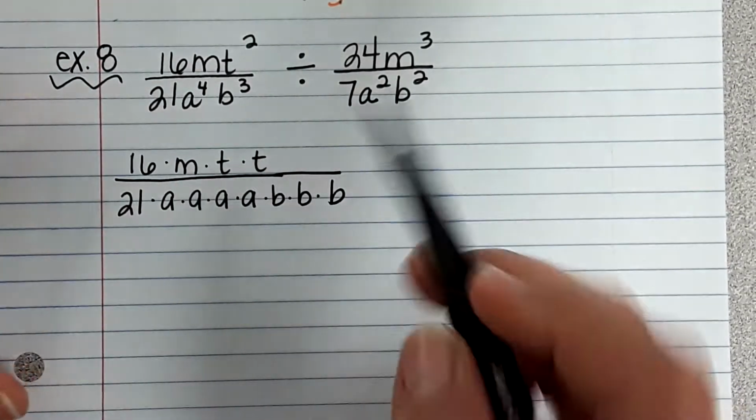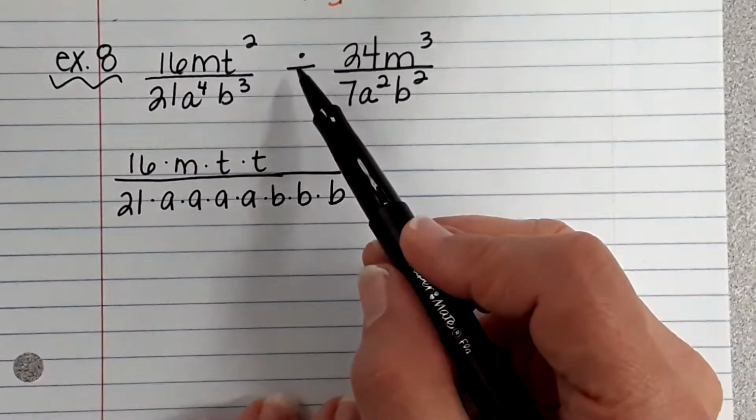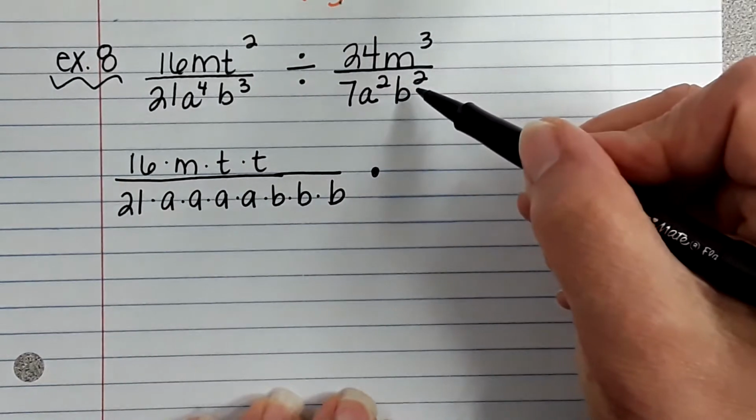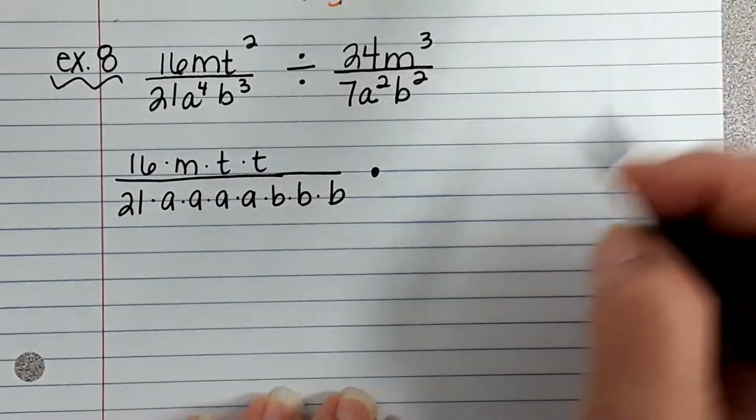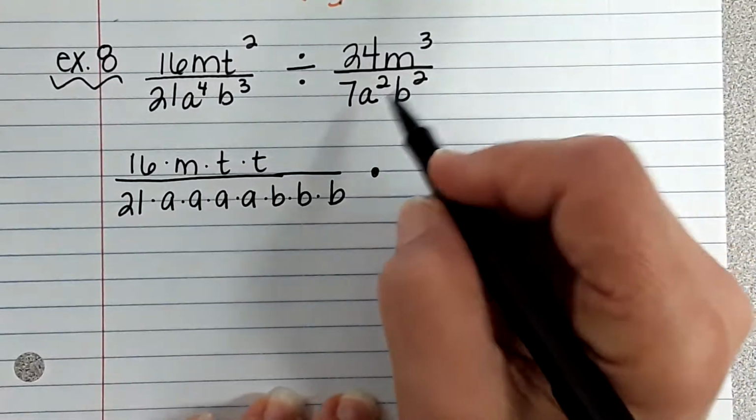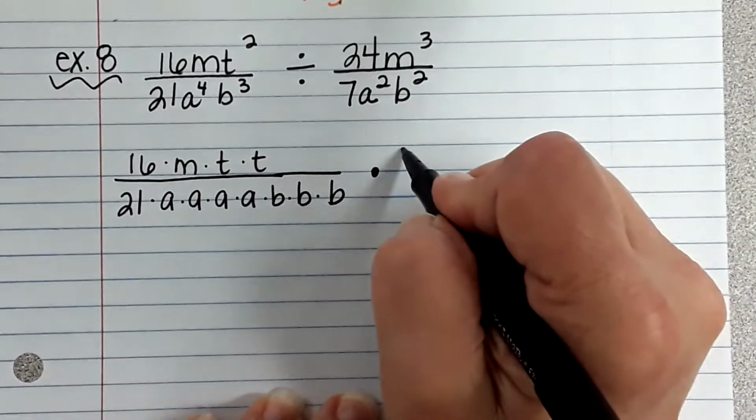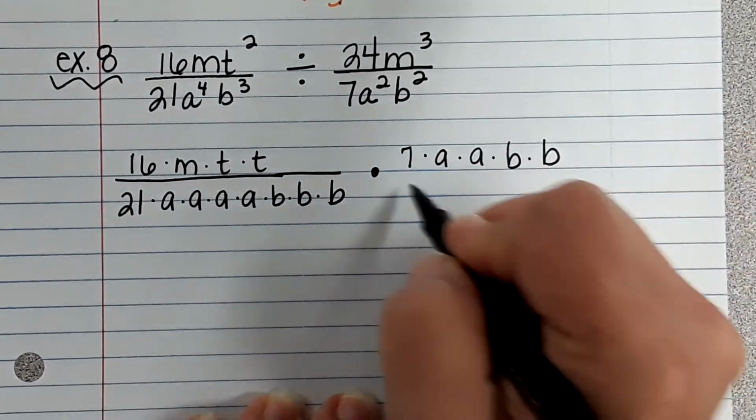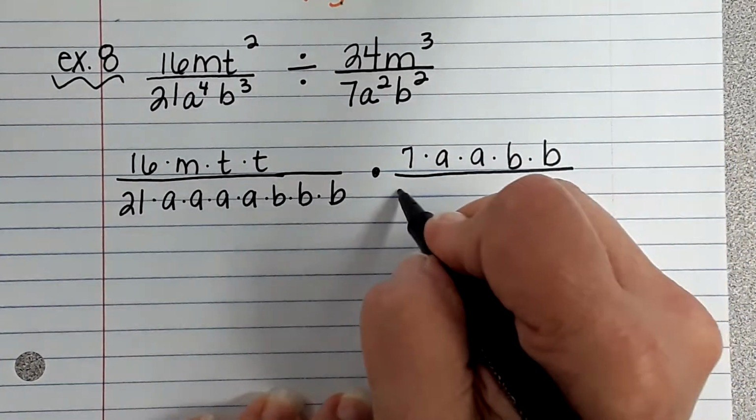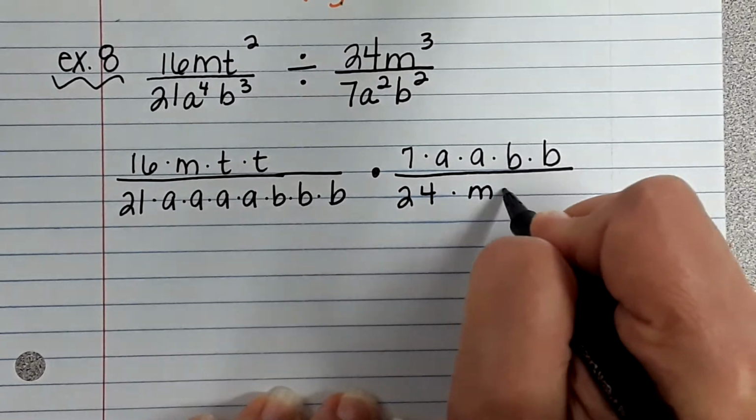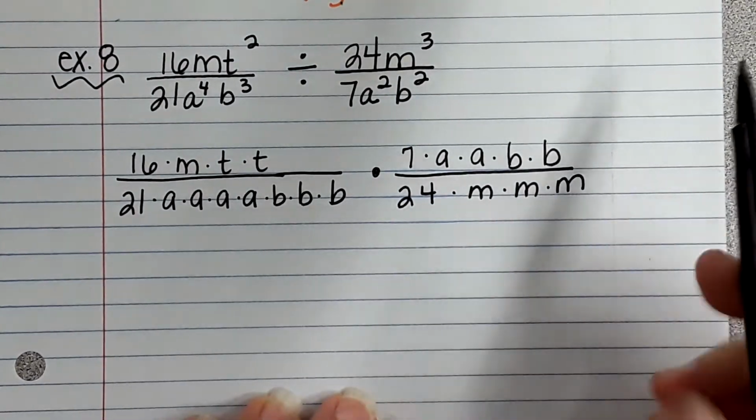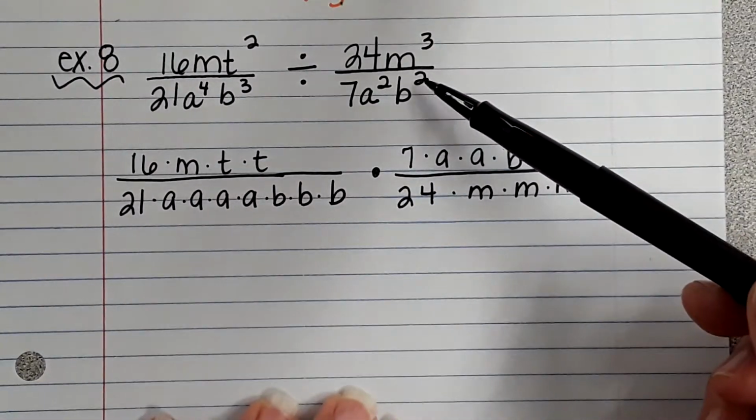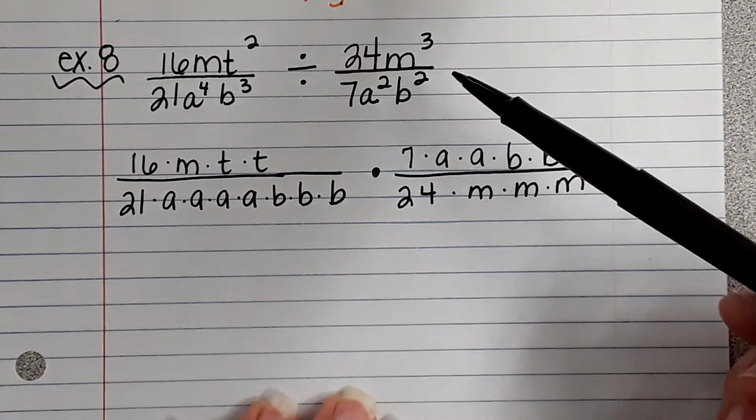Okay, so the first fraction you keep. You change the division to multiplication, and then you flip this upside down. So the denominator becomes the numerator, so it becomes 7 times A times A times B times B. And then it becomes 24 times M times M times M. Again, whenever you see a division problem, you keep, change, and flip the second fraction upside down.